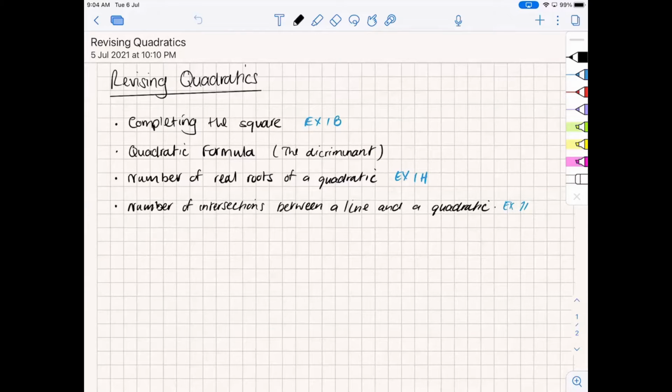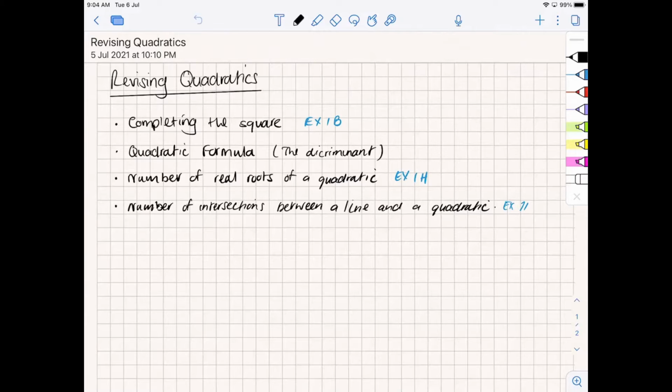Okay, so what we're going to do is go all the way back to revising quadratics. And I've just isolated the sections that I think are the most important for you to know that tie into the later topics, okay?